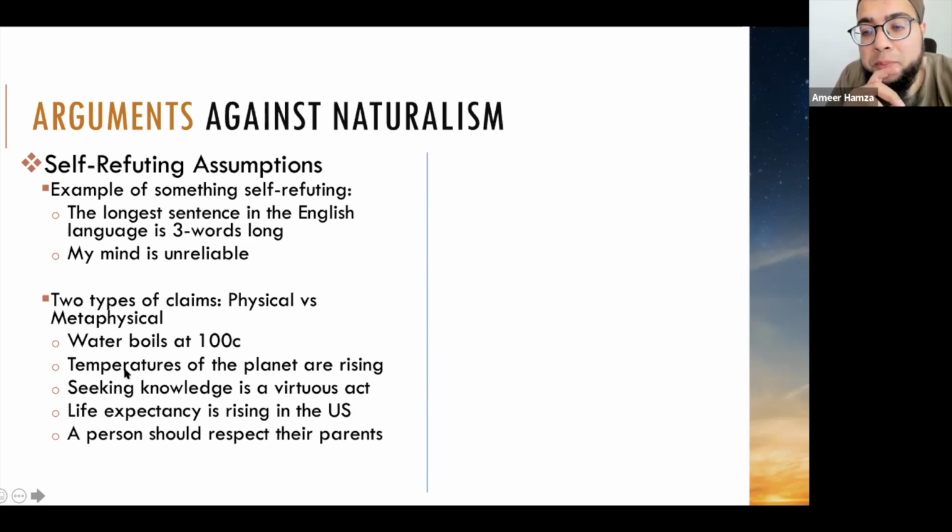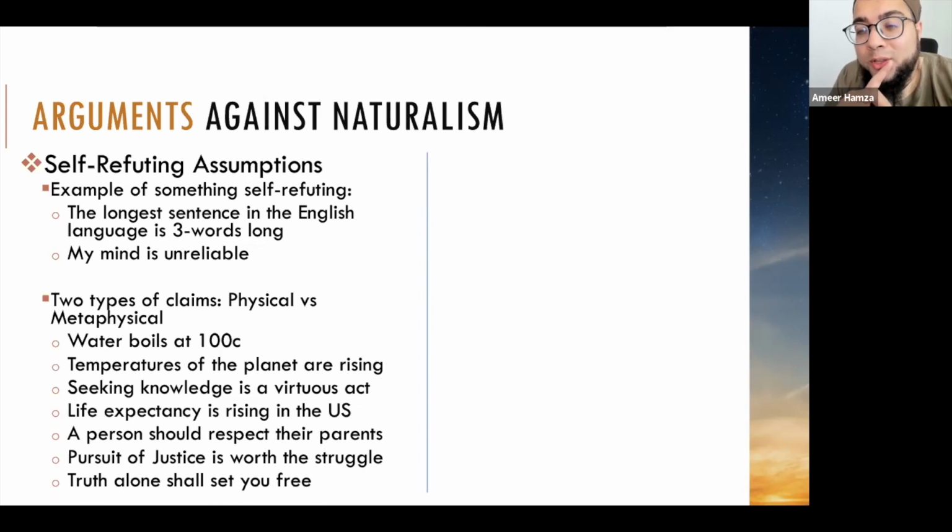A person should respect their parents. Metaphysical. Very good. It's a statement of ethics, values. Okay, how about this one? It's one of my favorites. Pursuit of justice is worth the struggle. Definitely metaphysical. Last one. Truth alone shall set you free. That's another metaphysical statement.